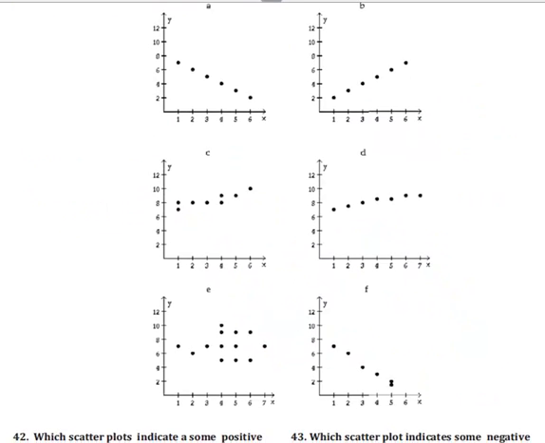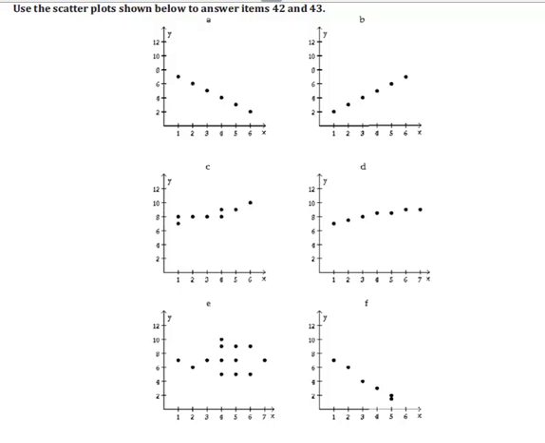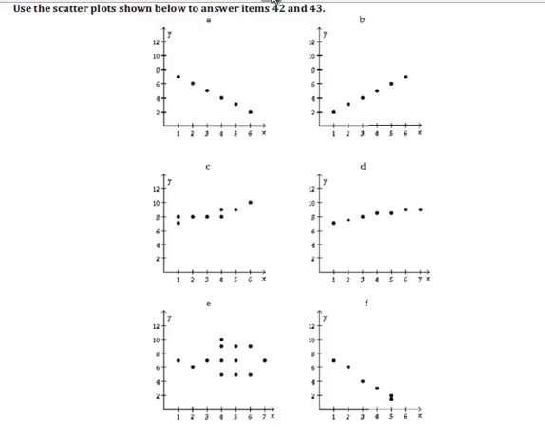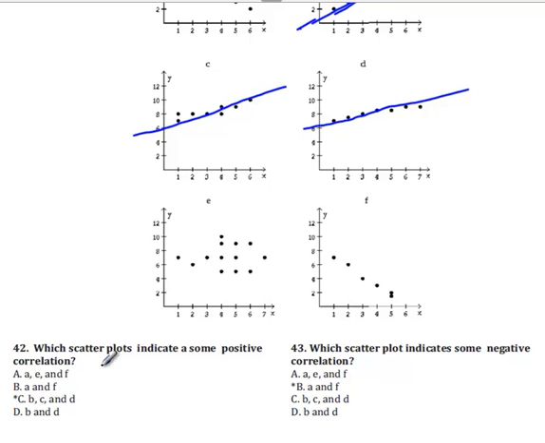Items 42 and 43. Use the scatter plot shown to answer the questions. Which scatter plots indicate some positive correlation? So in order to have a positive correlation, the points need to approximately lie on a straight line with a positive slope. So notice you can see a line here, you can see a positive slope here, and you can see a positive slope here. Now that one's negative, so that's not going to be an answer. That one's negative, and this one is not really correlated. The points are just everywhere. So our answer for the first one is B, C, and D.